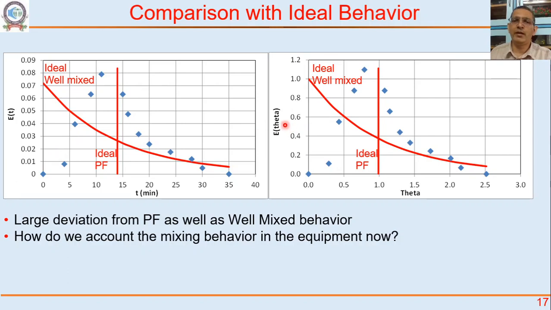In terms of theta, E theta versus theta, this is how an ideal plug flow would have looked. This is how E theta versus theta would have looked for an ideal well mixed behavior. Now this is the real reactor, the actual reactor, and this is how E theta versus theta looks. Is it behaving like a well mixed reactor? Is it behaving like a plug flow reactor? No, it's totally different.